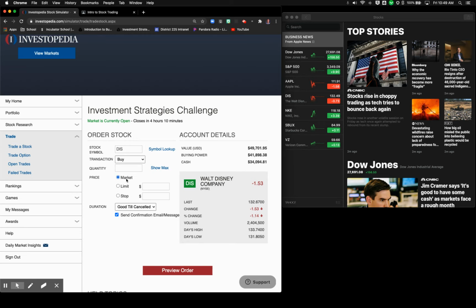Now, if I place a market order, it'll be executed at the best available price, which will be pretty close to the price that you see. Now, what I can do is I can set a limit price. When I'm buying stock, I obviously want to buy it at the lowest price possible. So the limit price should be below what the current market price is. So maybe I've done some research and it doesn't look like the Disney parks are going to be opening anytime soon. So maybe Disney is ripe for a fall.